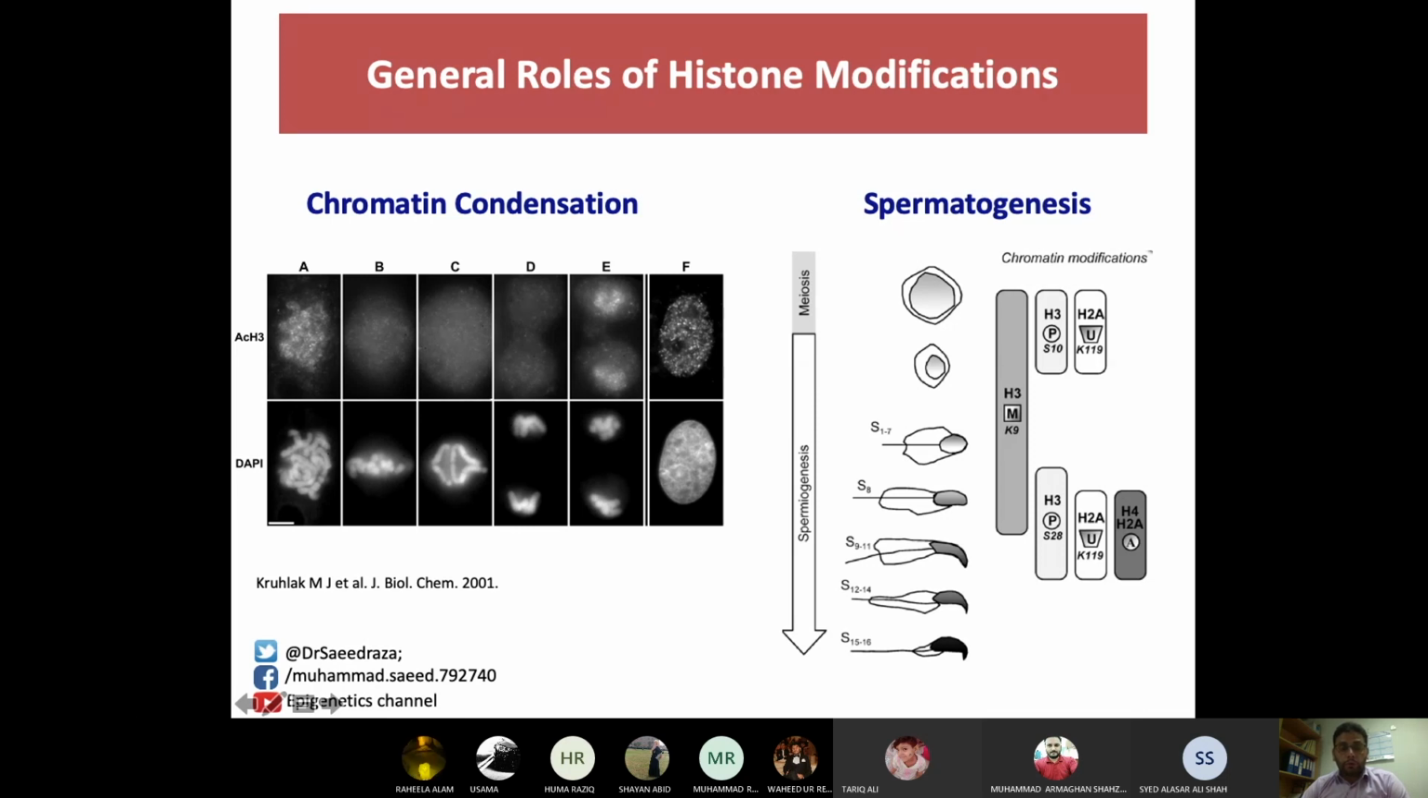So if you are going to stop this acetylation, that means you are going to somehow stop the progression of the cell, so the normal working of the cell will be severely damaged. So it might be possible that the cell is no more dividing.